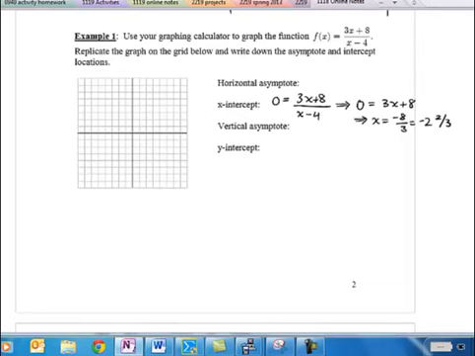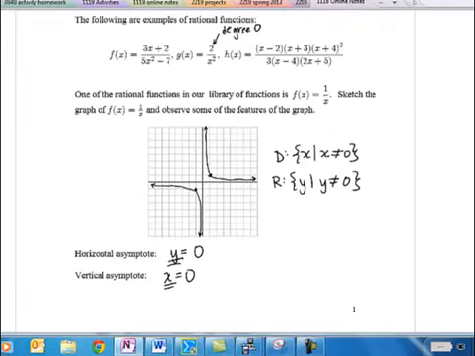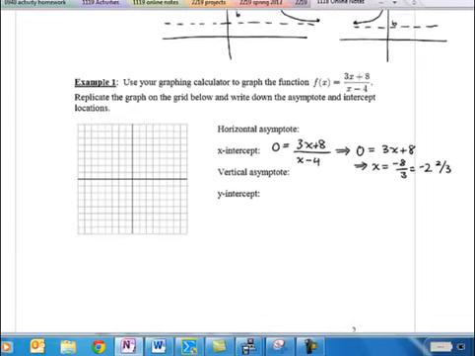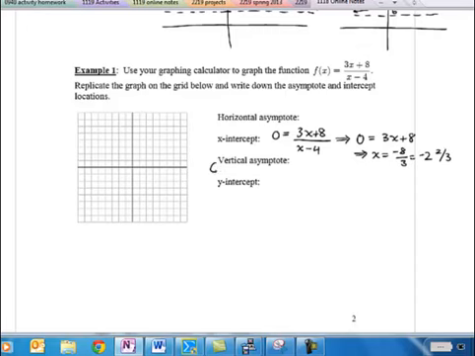A vertical asymptote, if you think back to the graph of 1 over x, the vertical asymptote was x equals 0, which was the 0 of the denominator, the place where the function is undefined. So when we're looking for the vertical asymptote, we want to know, where is the function undefined? And in this case, that would be when x equals 4. So the equation of the vertical asymptote, it's a vertical line, so it's an x equals something. It would be x equals 4.